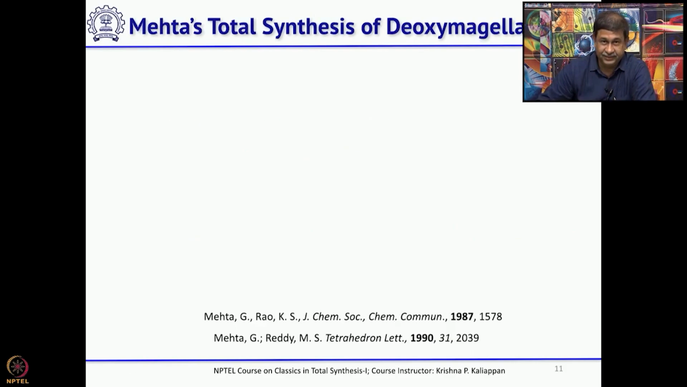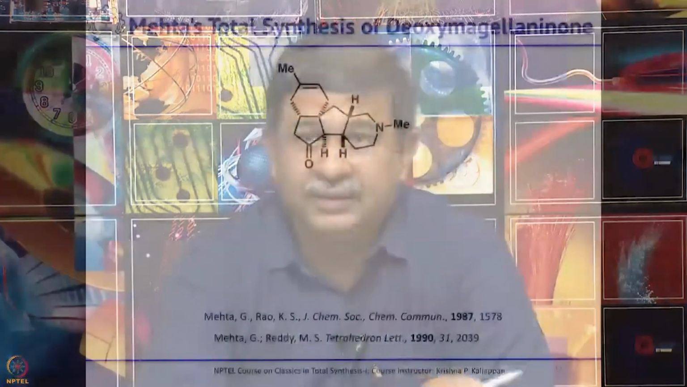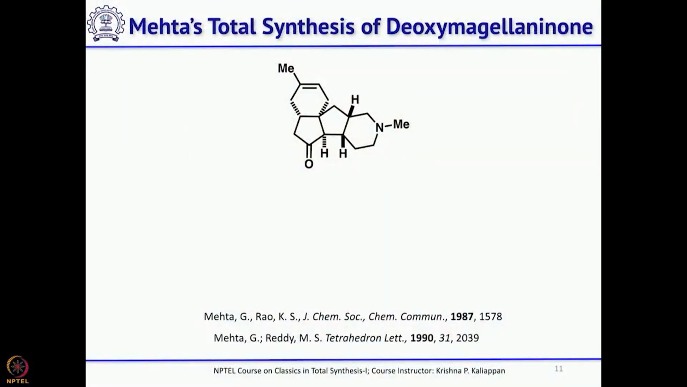So, now we will move to another natural product which is not a triquinane, but it has a diquinane substructure plus one 6-membered ring and another 6-membered ring having a heteroatom. So, this molecule is called deoxymegalinone. Okay, you can see there are 2 5-membered rings and one 6-membered ring and another 6-membered ring, which we can call it as N-methyl piperidine.